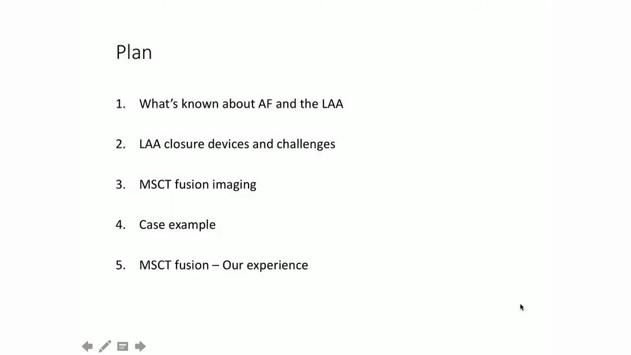So the plan for this evening is to discuss first quickly what's known about AF and the left atrial appendage. Then we'll also quickly discuss left atrial appendage closure devices and the challenges associated with the procedure. Next, we'll discuss at length MSCT fusion imaging, and we'll finish with a case example and discuss quickly our experience with this technology.